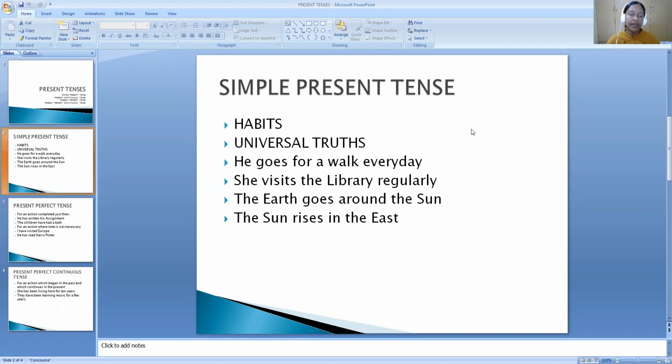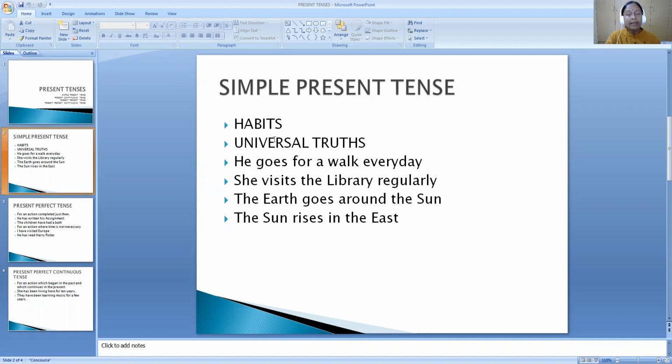Some of us tend to say, especially non-native speakers, I am going to college every day. I am going to the university every day. So we have to make sure that we use the simple present tense and say, I go to the university every day, or I go to the college regularly.